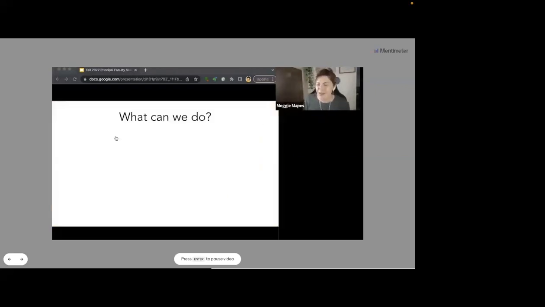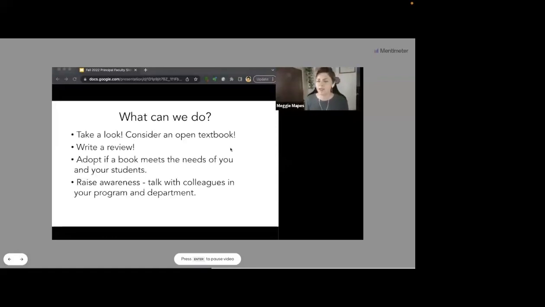So now that we've talked about the problem and a little bit about open, what can you do? Just a little bit about what you can do, and then we'll spend the rest of the time with conversation and questions. And here's what we recommend. Take a look at the open textbook library, right? Consider an open textbook. We'll invite you, which I'll talk about in a moment, since you attended this workshop, to write a review, which can of course really help other faculty members to see that posted review on the open textbook library if they're also considering adopting.